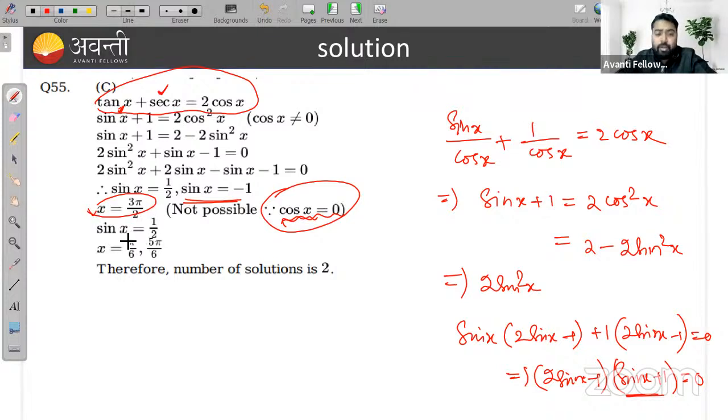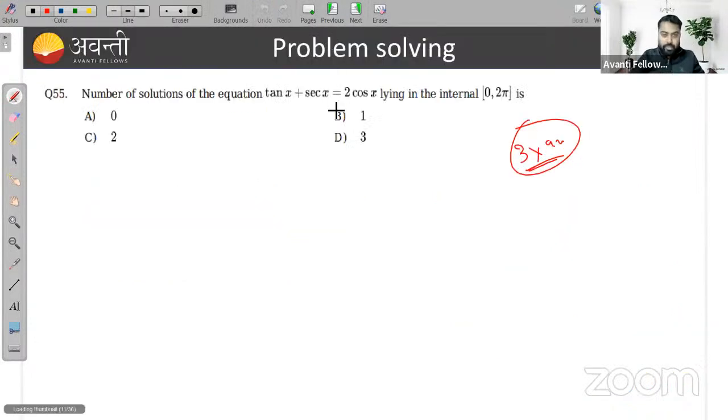But when we are solving sin x is equal to 1 by 2, we are getting pi by 6 and 5 pi by 6. So these are two solutions for which this equation is satisfied. The number of solutions is 2. The correct answer is option C. Clear?